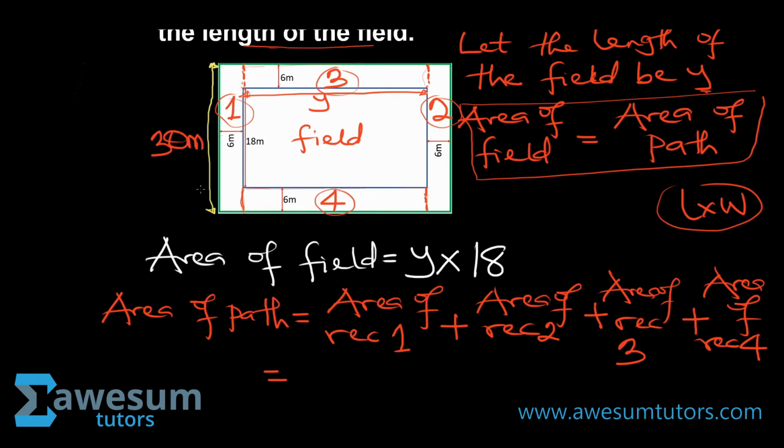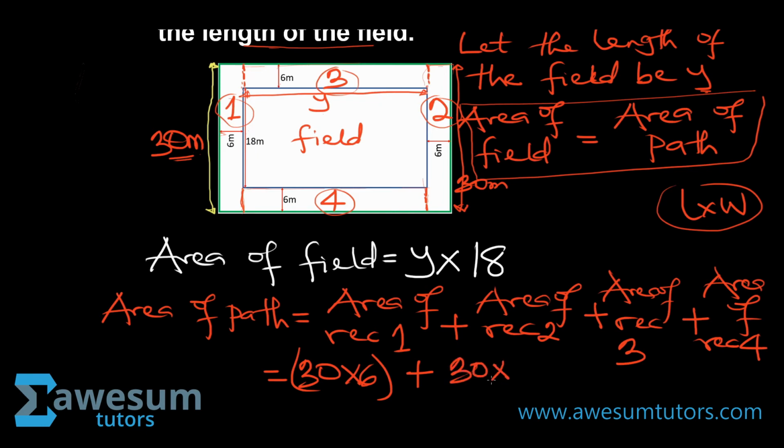We know that the area of a rectangle is length times width. So this is length 30, and this is the width 6. So I'm going to have 30 times 6, plus the area of rectangle 2. Rectangle 2 is pretty much the same as rectangle 1, because it also has a length right here, which is the same as this, 30 meters.